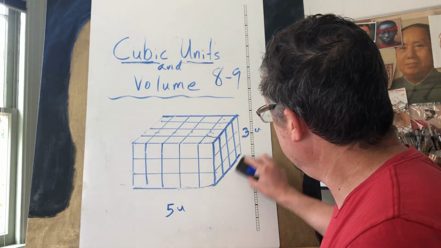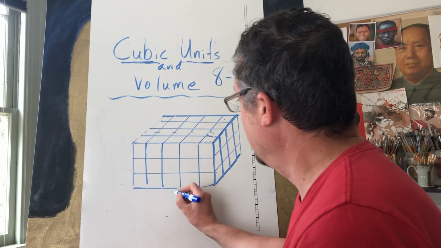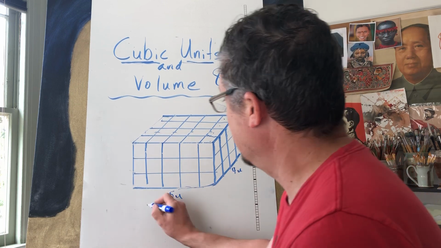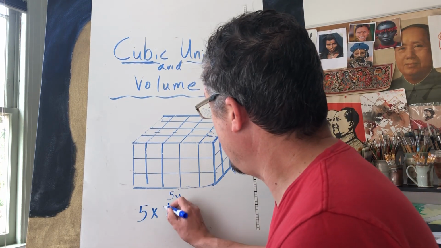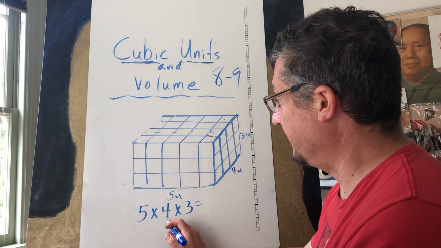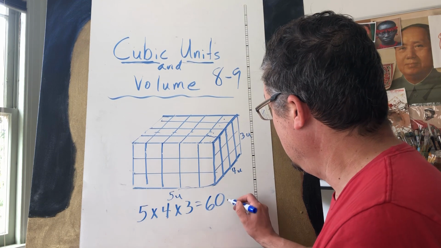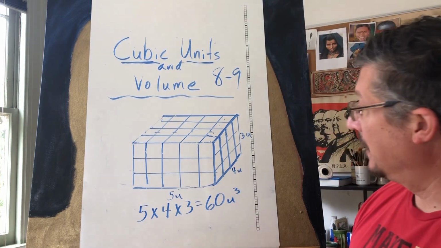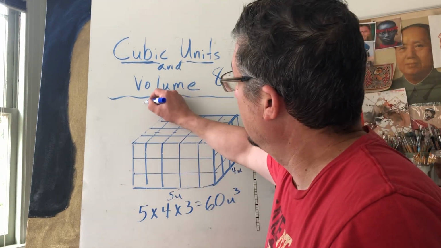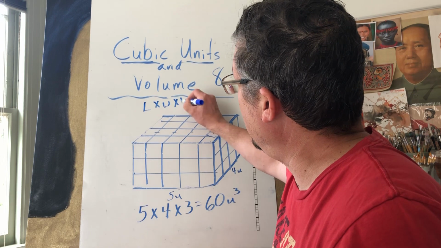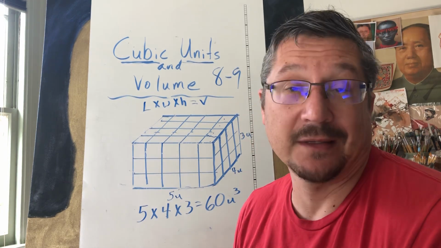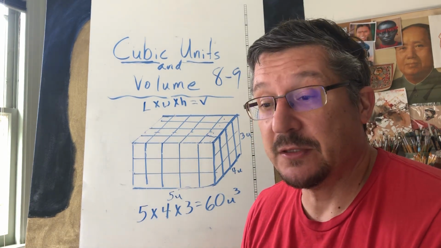But let's just look at the math now. If I have 5 units, 4 units, and 3 units, that's 5 times 4 times 3. And that's 5 times 4 is 20, times 3 is 60, and it's units cubed. Okay, so this is pretty simple. The formula for volume is length times width times height equals volume. But here they really just want you to just count the cubes, and they have pictures. So it's a pretty straightforward unit.